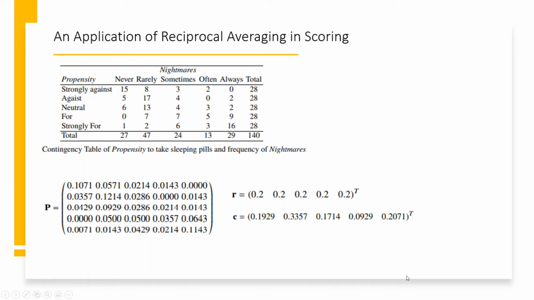Let's consider again Nishizato's data to demonstrate an application. At first, we will need the matrix of proportions P. How we obtain this is by taking every cell and dividing it by the total sample size, n. We need the vector R, which is obtained by taking the sum of each row and dividing by n. The vector C is summing each column and dividing by n.